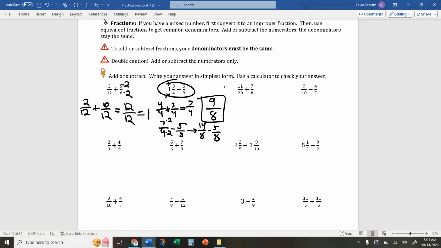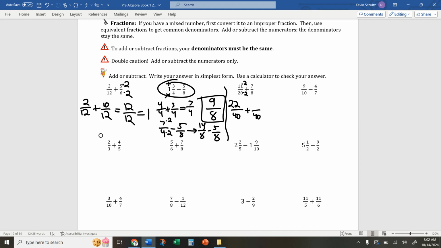Next one, 11/20 plus 7/8. Again, we're looking for that common denominator. So if you start counting by 20s, you start counting by 8s, what's that first number that's going to come up in both lists? Oh, 40. Okay? How do we get there? We want a denominator of 40, and we want a denominator of 40. How do we make a 20 into a 40? Double it, right? And whatever we do to the denominator, we have to do the numerator also. So 20 times 2 is how we get the 40. 11 times 2 will become our numerator, 22.